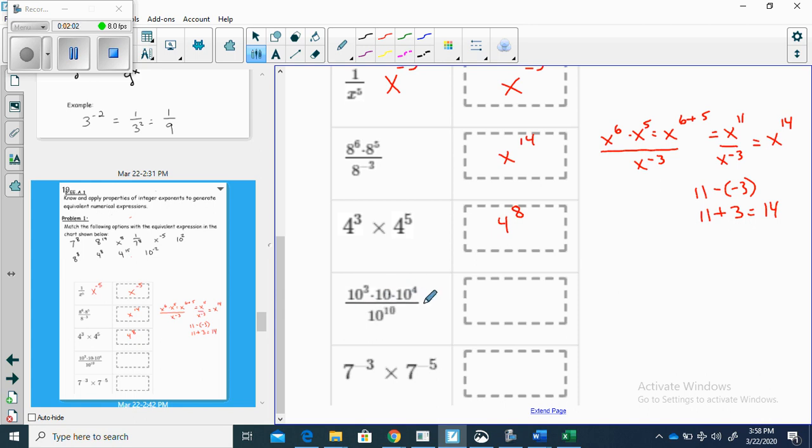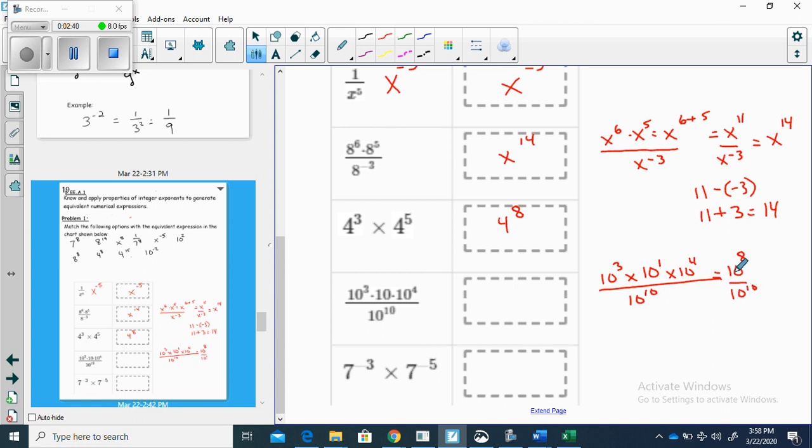When we've got this situation, it's just like the one we had up here. We've got to work the top and then take care of the bottom. What I've got here is 10 to the 3rd power times 10 to the, you don't see anything here, so that means it's 10 to the 1st power, and then times 10 to the 4th power. If I'm using the same base, which is 10, all I do is add my exponents. 3 plus 1 is 4, plus 4 is 8. That gives me 10 to the 8th power, and that is divided by 10 to the 10th power.